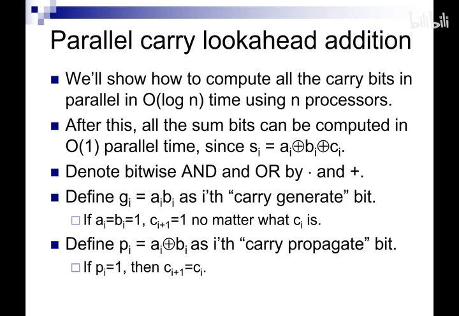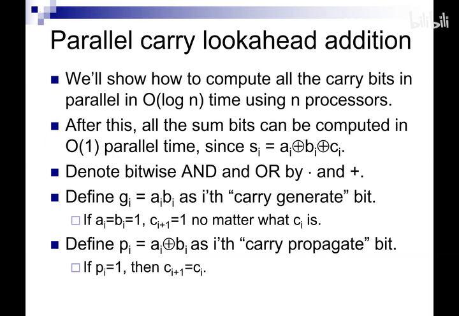Next we're going to define another variable, p sub i, which is going to be the exclusive OR of ai and bi. We're going to call p sub i the carry propagate bit. Basically, if pi equals 1, then the next carry bit is equal to the current carry bit. You can see this because if pi equals 1, then looking at ai and bi, either they're 1 0 or they're 0 1. That's the only way you can make pi be 1.